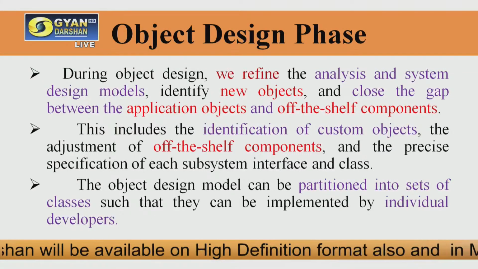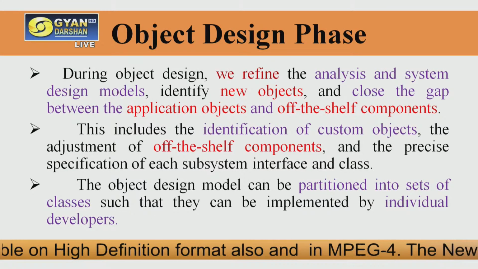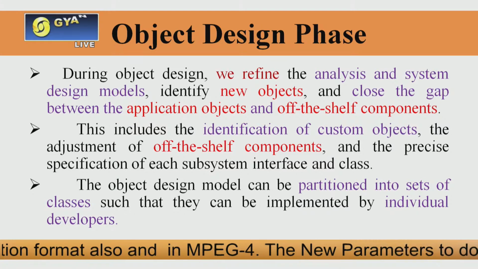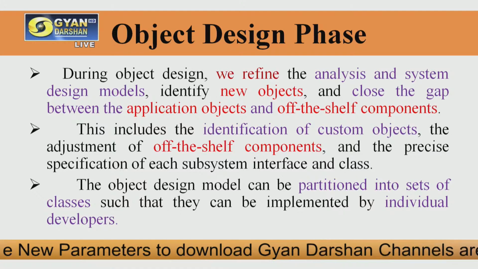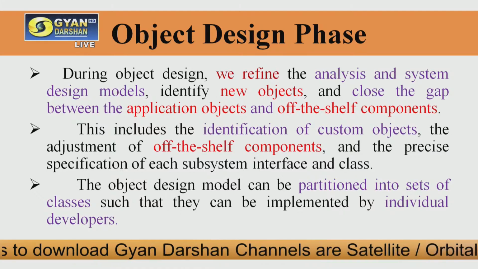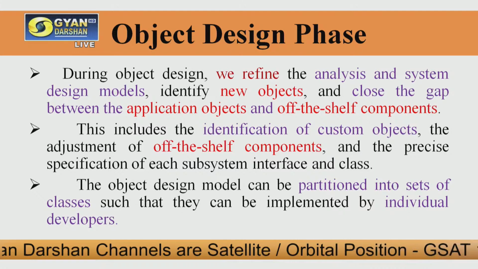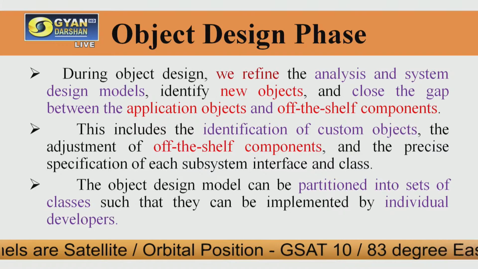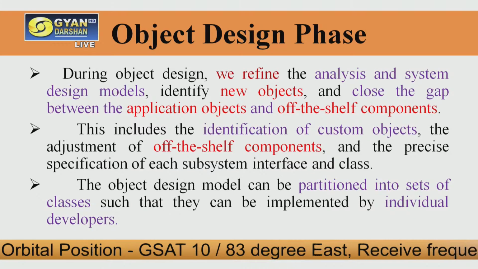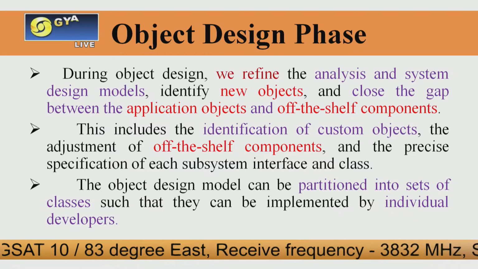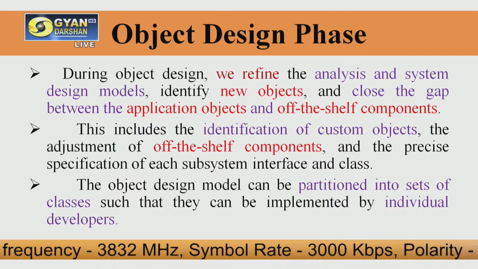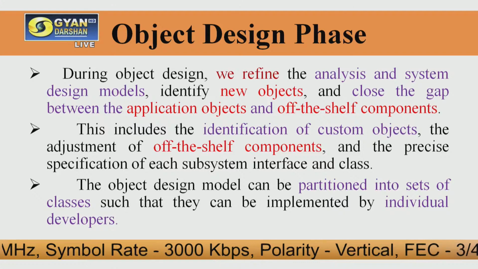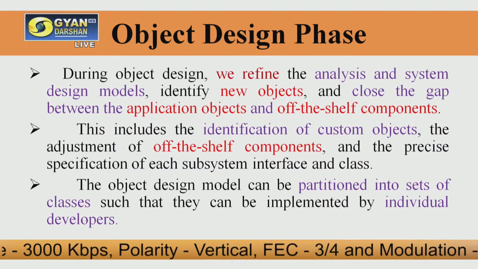Then comes the object design. Basically we are trying to focus on what object design will do when we have the analysis and design of the system with us. During object design we try to refine the analysis and system design models, identify new objects, and close the gap between the application object and the off-the-shelf component. It means the object or the component which we are developing for our specific software.